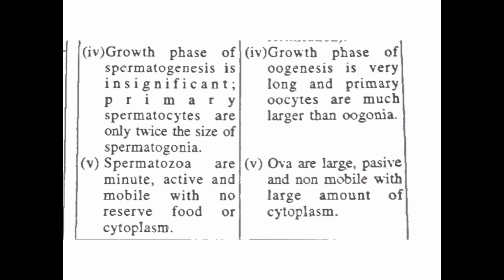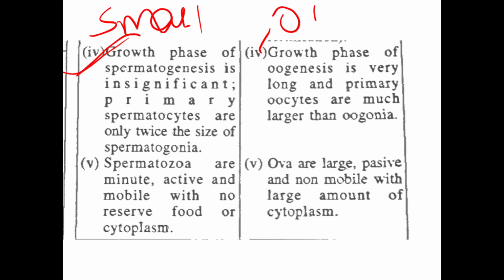The next point is that the growth phase of spermatogenesis is insignificant. Primary spermatocytes are only twice the size of the spermatogonia. You can easily understand it: the growth phase of spermatogenesis is smaller than that of oogenesis, whereas the growth phase of oogenesis is larger than that of spermatogenesis.